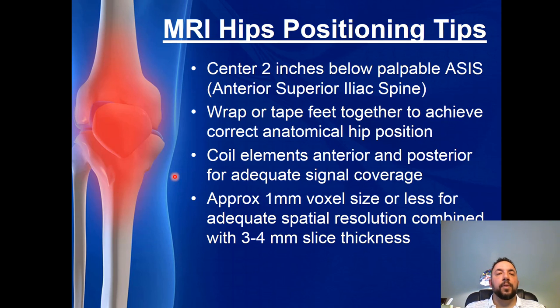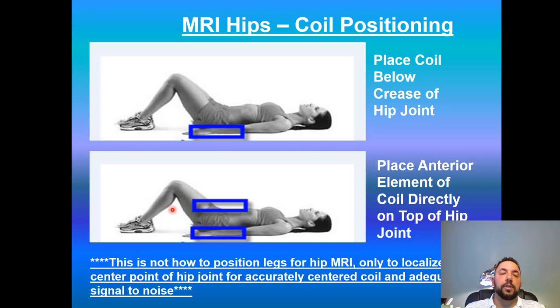how long they take. Coil elements anterior and posterior for adequate signal. Approximately 1 millimeter voxel size or less for adequate spatial resolution, and we're only using 3 to 4 millimeters. So this is not how you scan a hip with the knees bent, but I just want to show you from a positioning standpoint. I always place the posterior element of, let's say, a body coil or a hip coil.